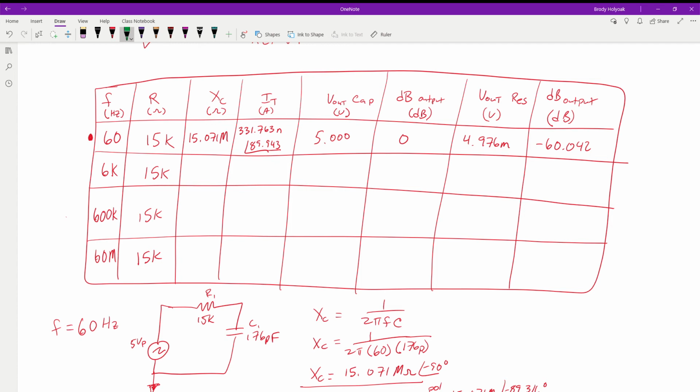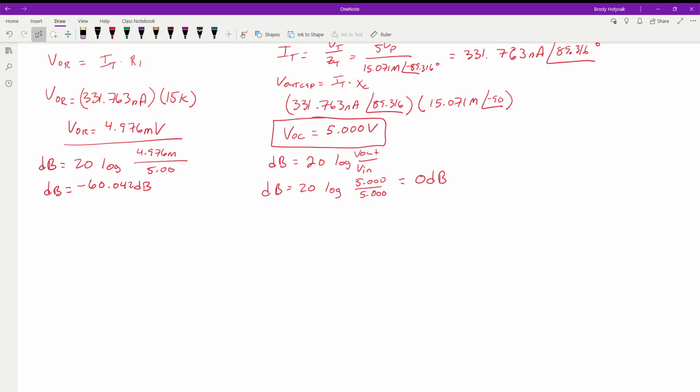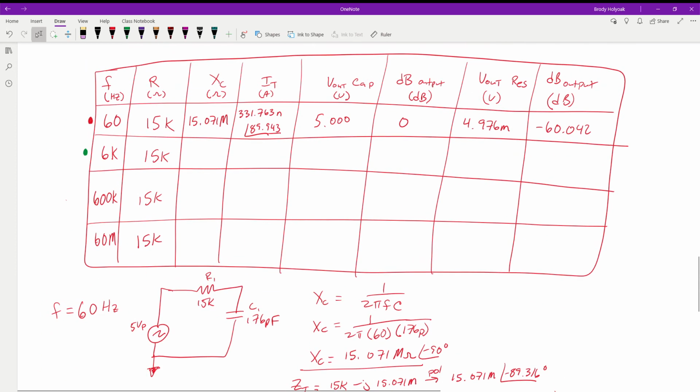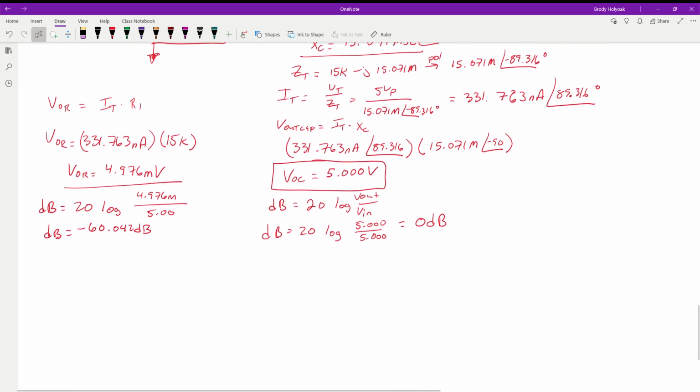So now I'm going to switch to green and we're going to solve using our frequency of 6K. So we're going to do everything we just did with a different frequency and we're going to see how things change. So now we've increased our frequency by 10 times. Or is it by 100 times? 60, 100. We've increased it by 100 times. So essentially we've gone up 2 decades.